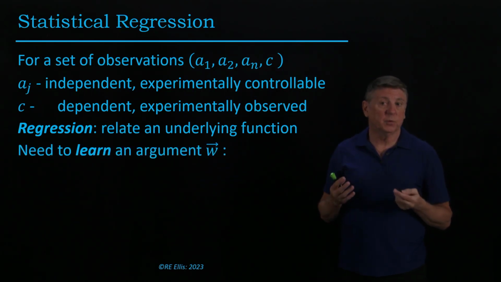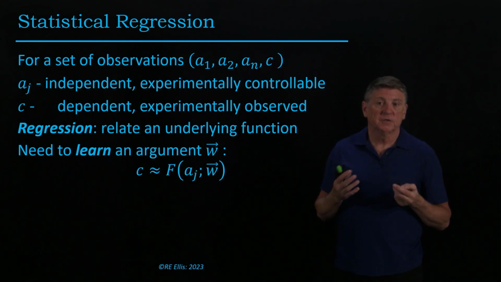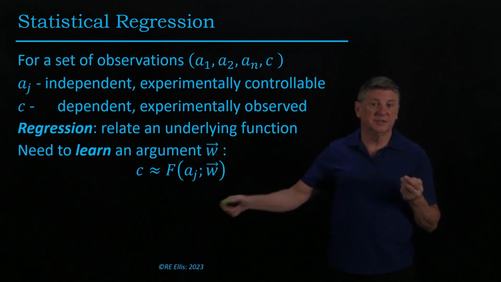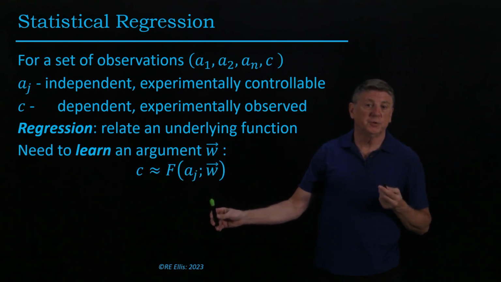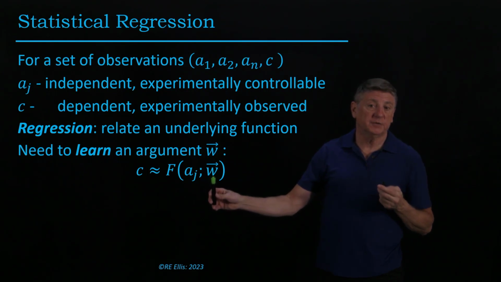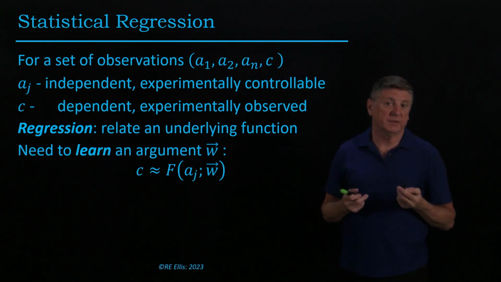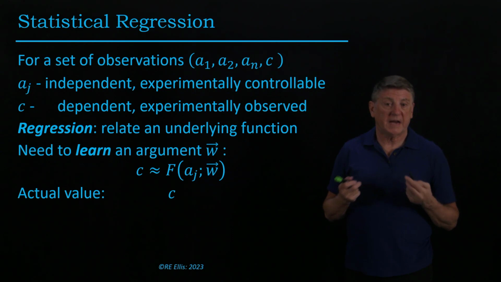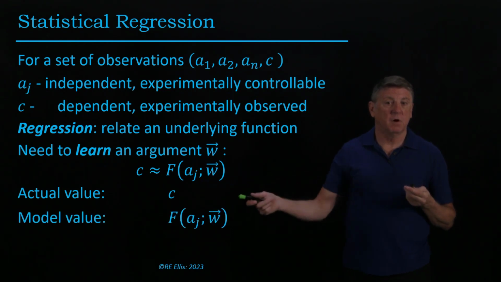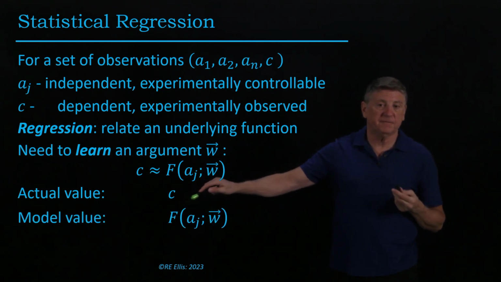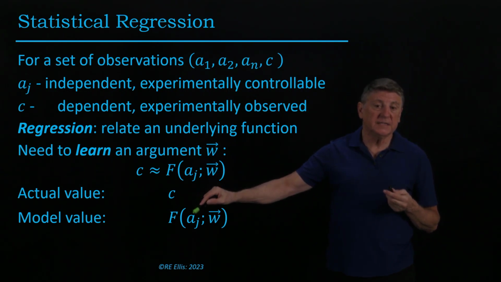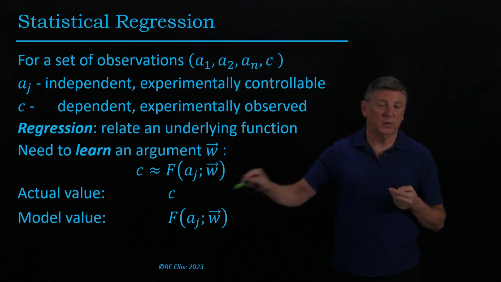So regression is relating the independent and the dependent values by some underlying function. We could say that what we need to do is learn. So if this is a general function, what we want to do is learn the entries of this argument, which we're gathering into a vector. So our actual value is C, and our model is we'll compute F given the data values and our weights.